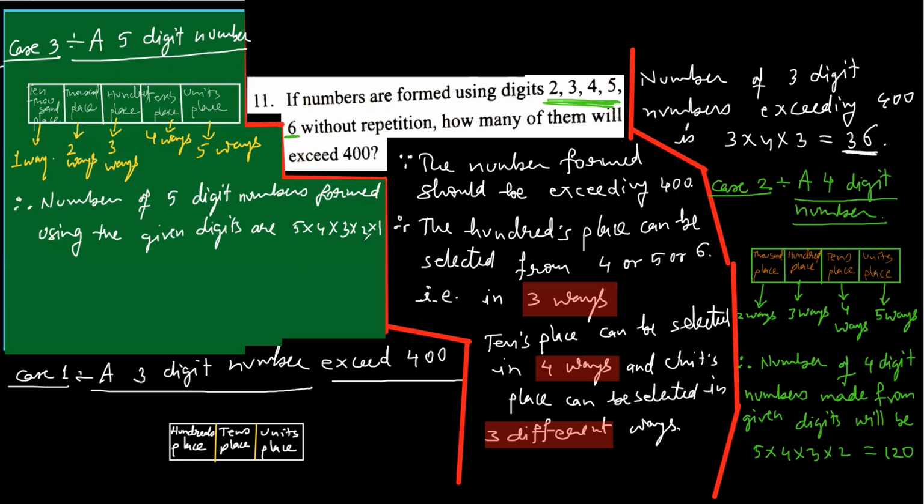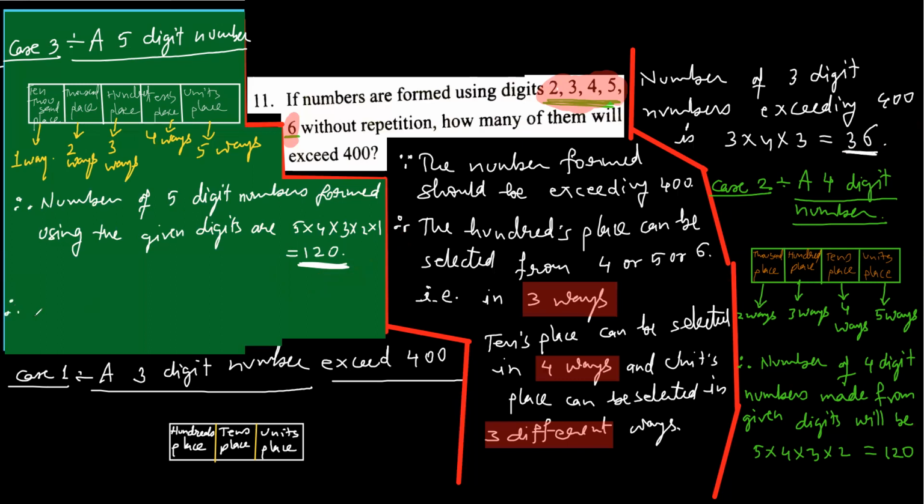So how much is that equal to? Once again, my dear students, this is 6, 4 is 24 into 5, that is 120. So what we will write? That is equal to 120. So total number of numbers being formed using these digits are how many? 120 plus 120 plus 36. That is, you can say 276. How many? 276. So that is the final answer.